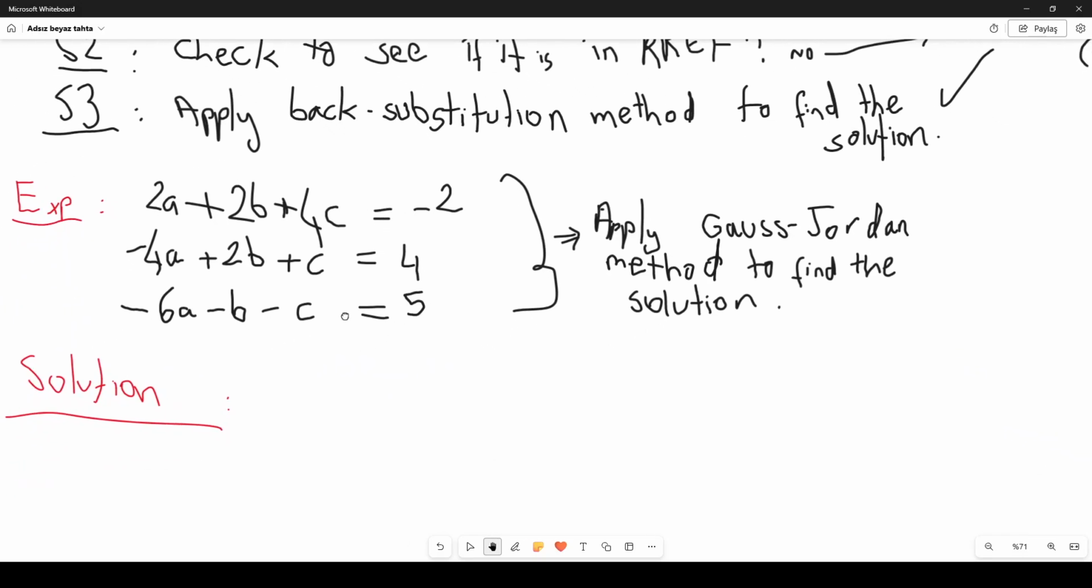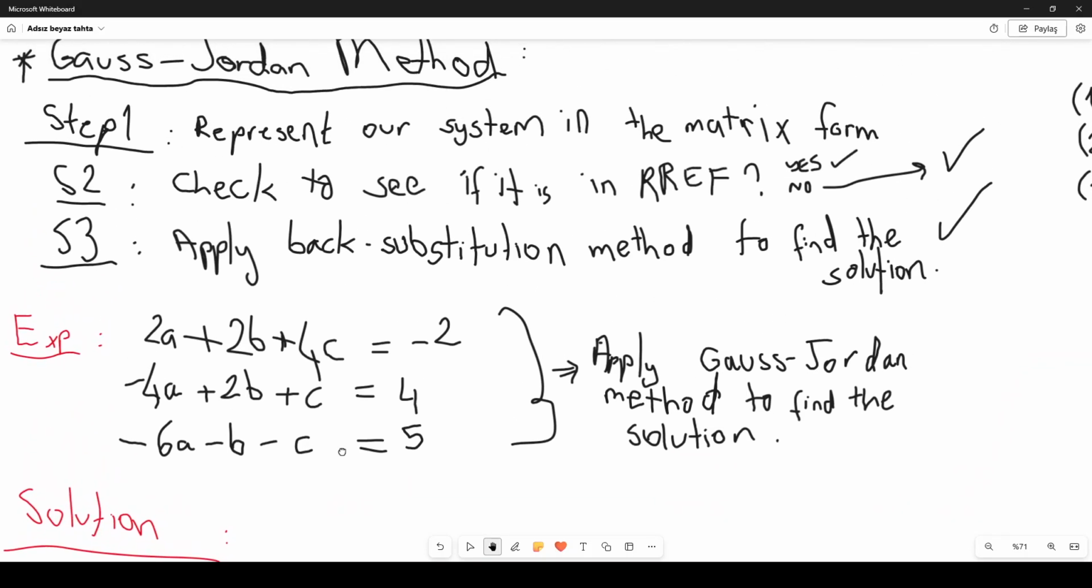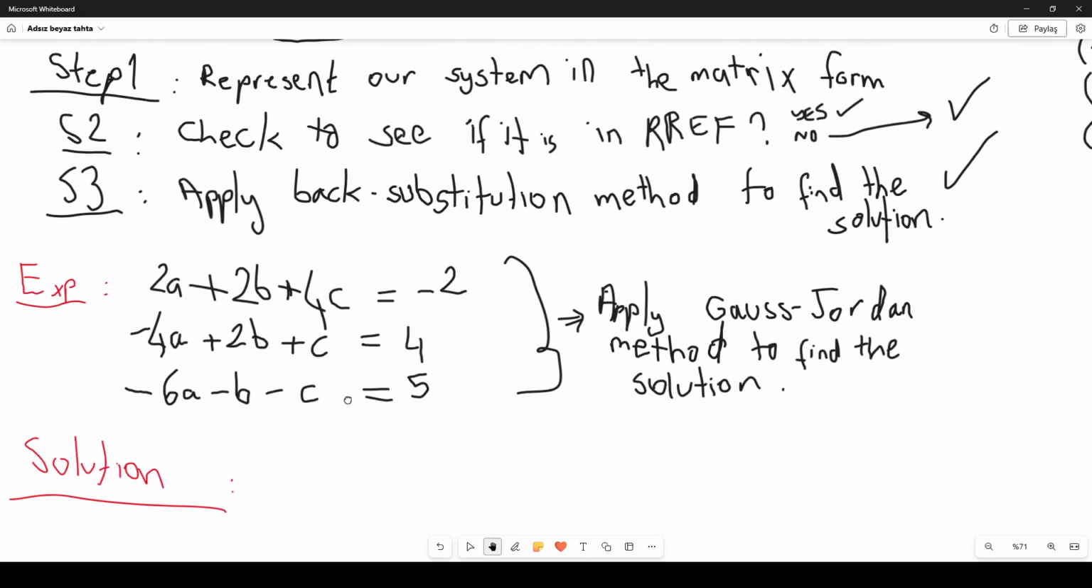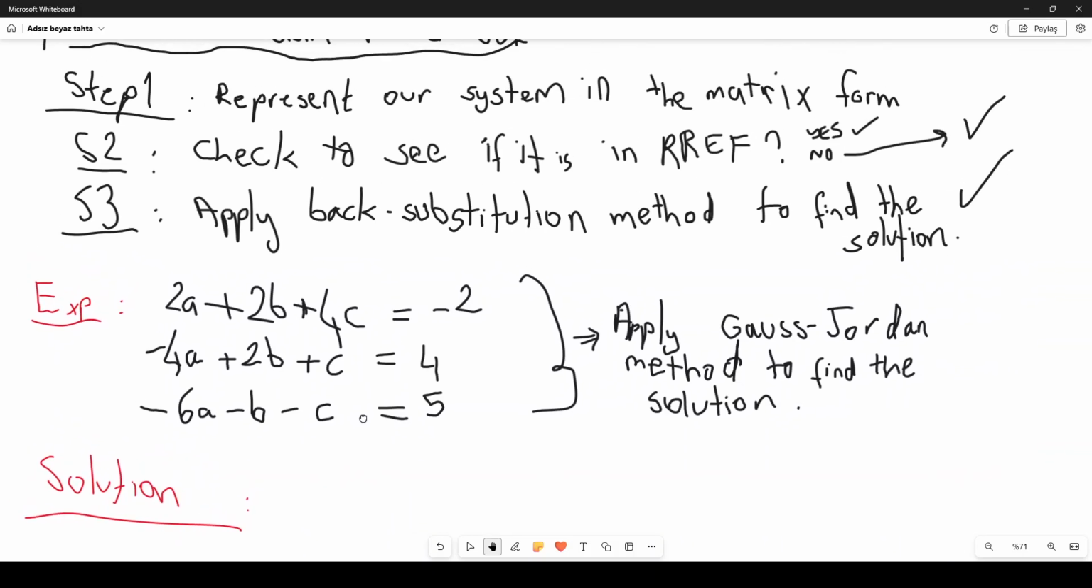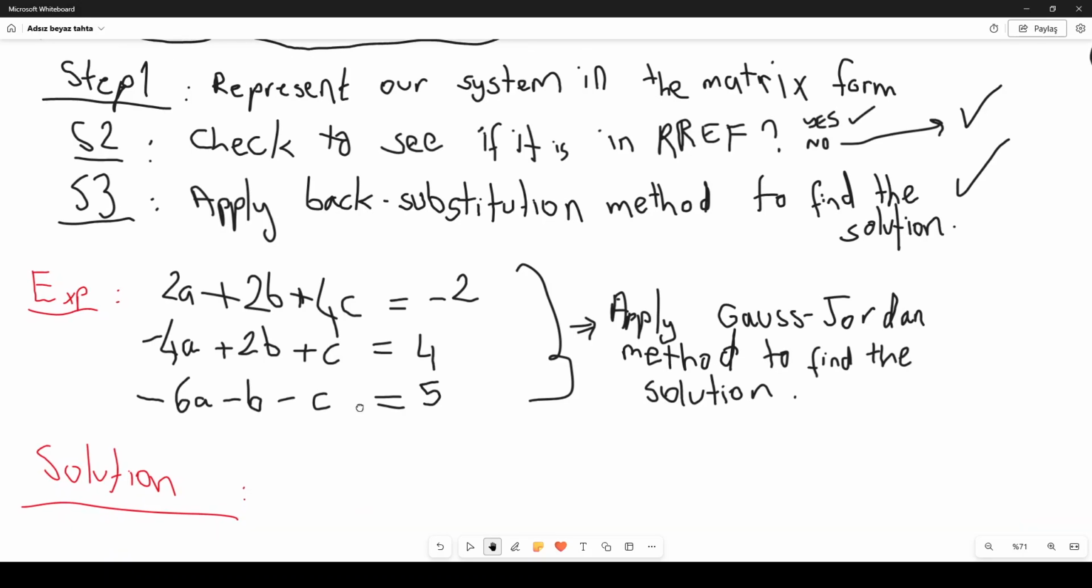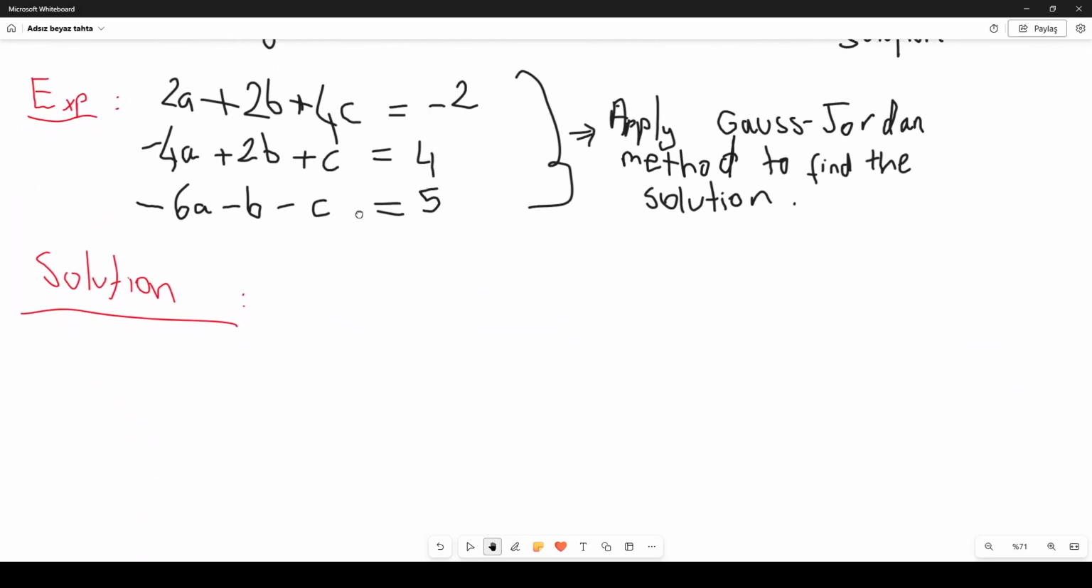Now we know what a reduced row echelon matrix form is, and what it means to apply the Gauss-Jordan method, and we know the legal operations that we are allowed to perform to convert our matrix form into an equivalent form called reduced row echelon form. Okay, now let's start. Suppose this is the question, this is our input: 2a plus 2b plus 4c is equal to minus 2, and minus 4a plus 2b plus c is equal to 4, and minus 6a minus b minus c is equal to 5. The question is: apply the Gauss-Jordan method to find the solution.